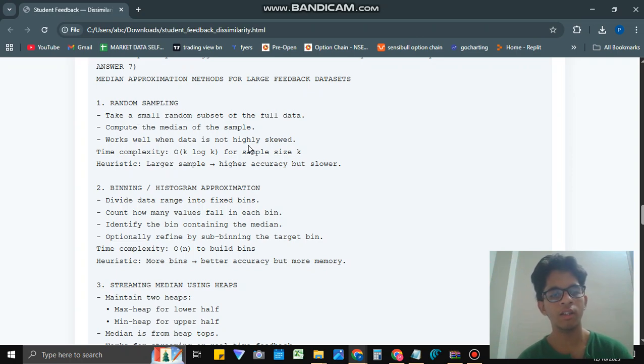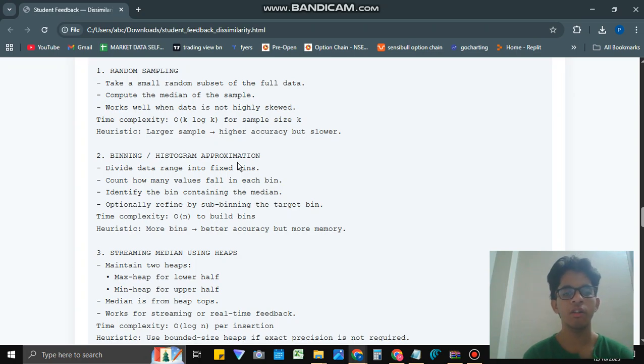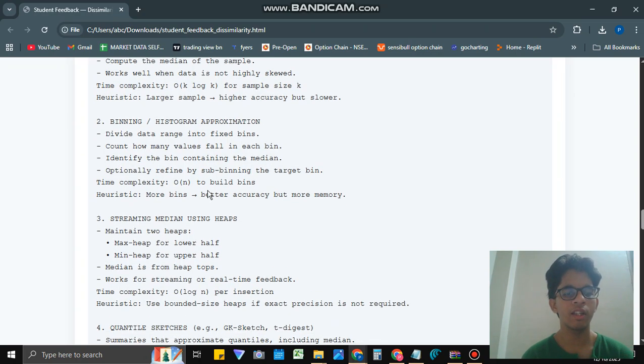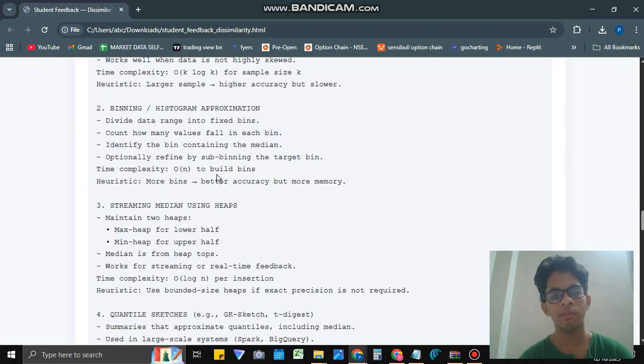The time complexity is reduced by doing this. The larger the sample size, the higher the accuracy, but slower the computation. Then we have binning or histogram approximations. We just divide the data into fixed bins. The more the bins, the better the accuracy, but it will take more memory. Similar to random sampling, it will be a bit slower and consume more memory than required.